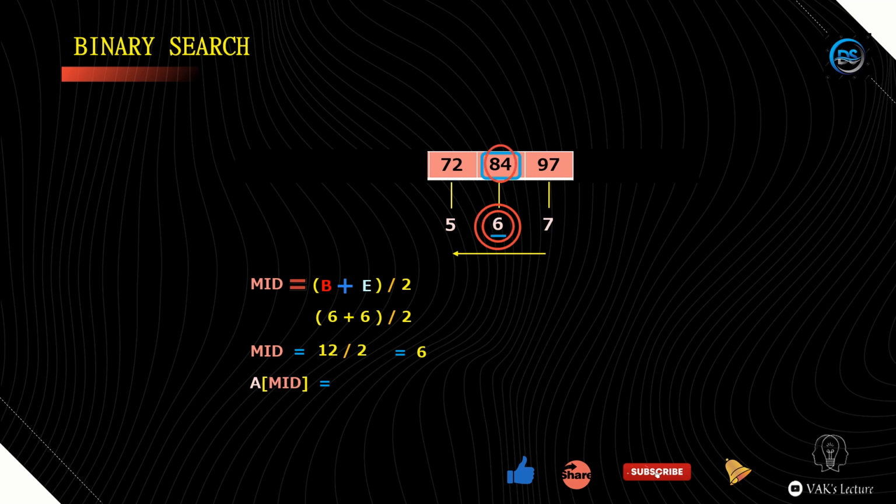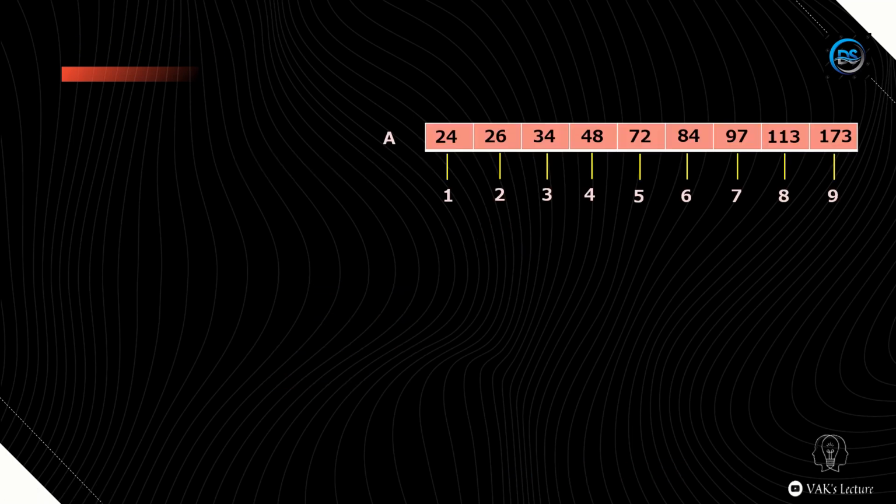Now we will compare it with our search element. Do they match? Yes, they do match. So finally our search is successful. This is the binary search process. Now we will analyze its algorithm.